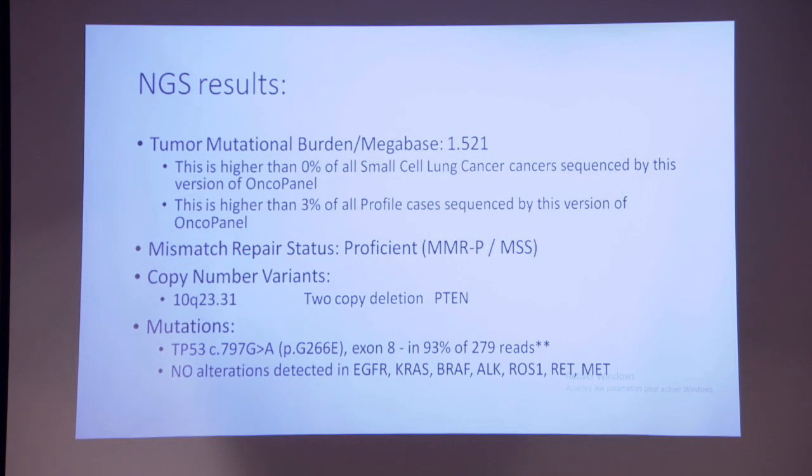The next generation sequencing results came out soon thereafter, all very interesting. Very low tumor mutational burden, which is very unusual for small cell.